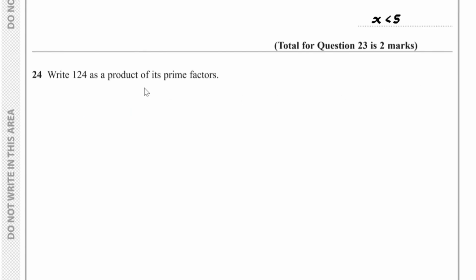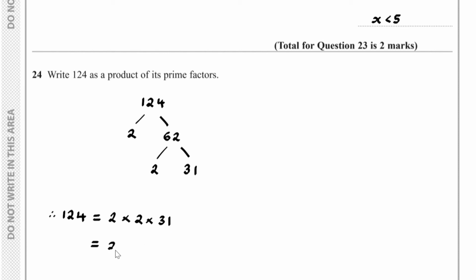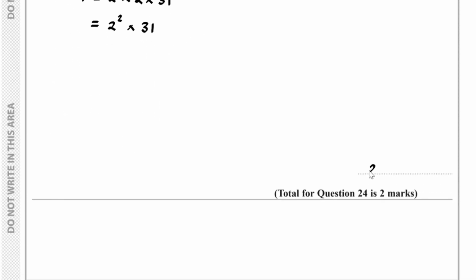Question number 24, we have to write 124 as a product of its prime factors. Well, if I start with this 124, two numbers which multiply to give 124, we've got 2 and 62. 2 is a prime number, 62 isn't, so the 62 we can further split up as 2 times 31. 2 is a prime number, so is 31, and therefore the 124 will equal 2 times 2 times 31, which is the same as 2 squared times 31. So we have 2 squared times 31.